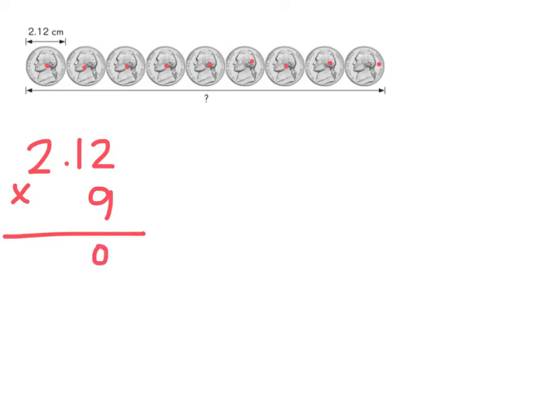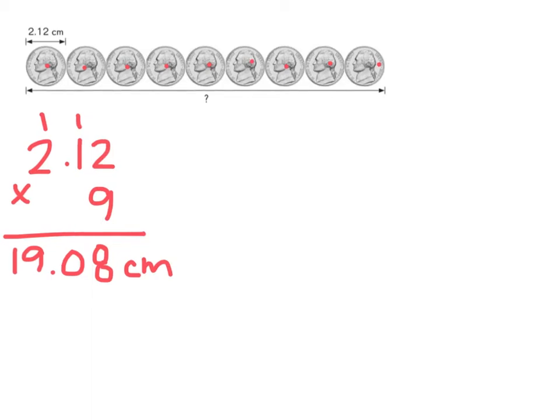9 times 2 gives us 18, carry our 1. 9 times 1 is 9, plus 1 is 10, carry our 1. Let's drop down our decimal point while we're thinking about it too. 9 times 2 is 18, plus 1 is 19. So the 9 nickels all laid together are 19.08 centimeters long.